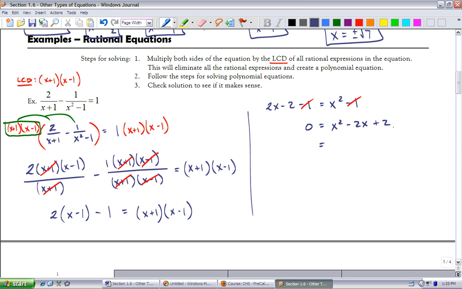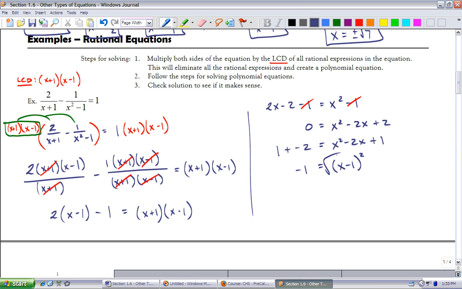From there, this is a quadratic. I'm going to see if it factors. In this case, it doesn't. There's no two numbers that multiply to give me 2 and add up to give me negative 2. So I'm going to complete the square, just to brush up on that skill. I'm going to subtract the 2 from both sides. I'm going to take half of negative 2, which is negative 1, and square it to get 1, and I'm going to add that to both sides. So I end up with negative 1 equals x minus 1 quantity squared.